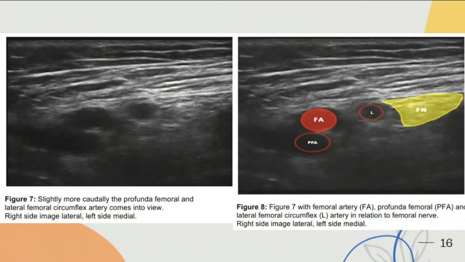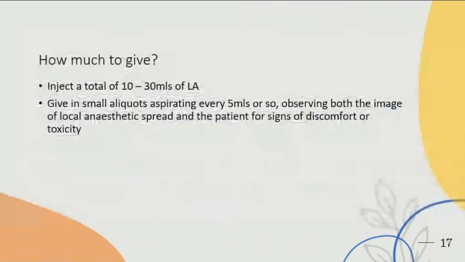This one I'm showing because this performer is actually putting the probe slightly distal to the inguinal crease. That's why you can see your femoral artery start to have branches, which are your lateral femoral circumflex artery and your profunda femoris artery. This means you're a bit distal, so you actually have to slide your probe upwards a bit, more cephalic.